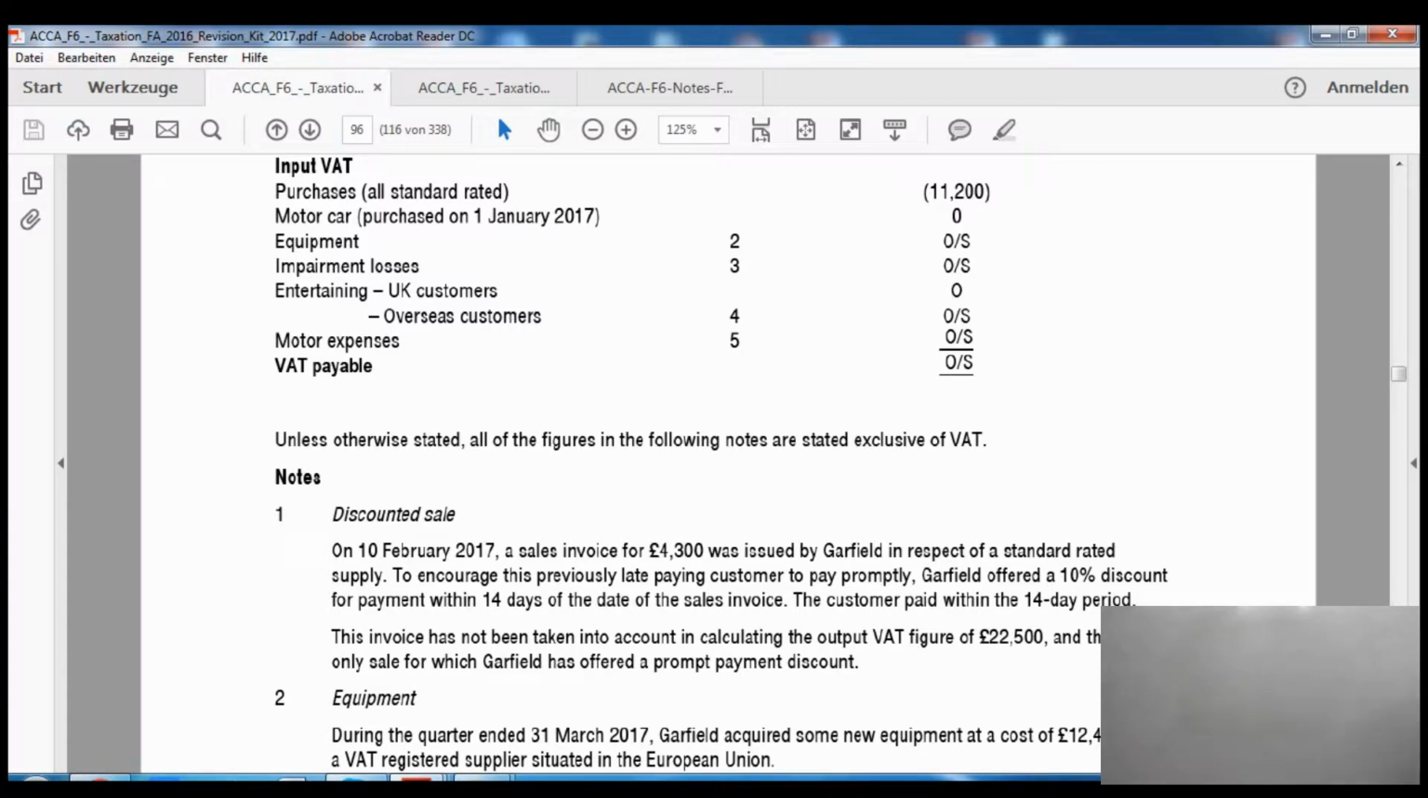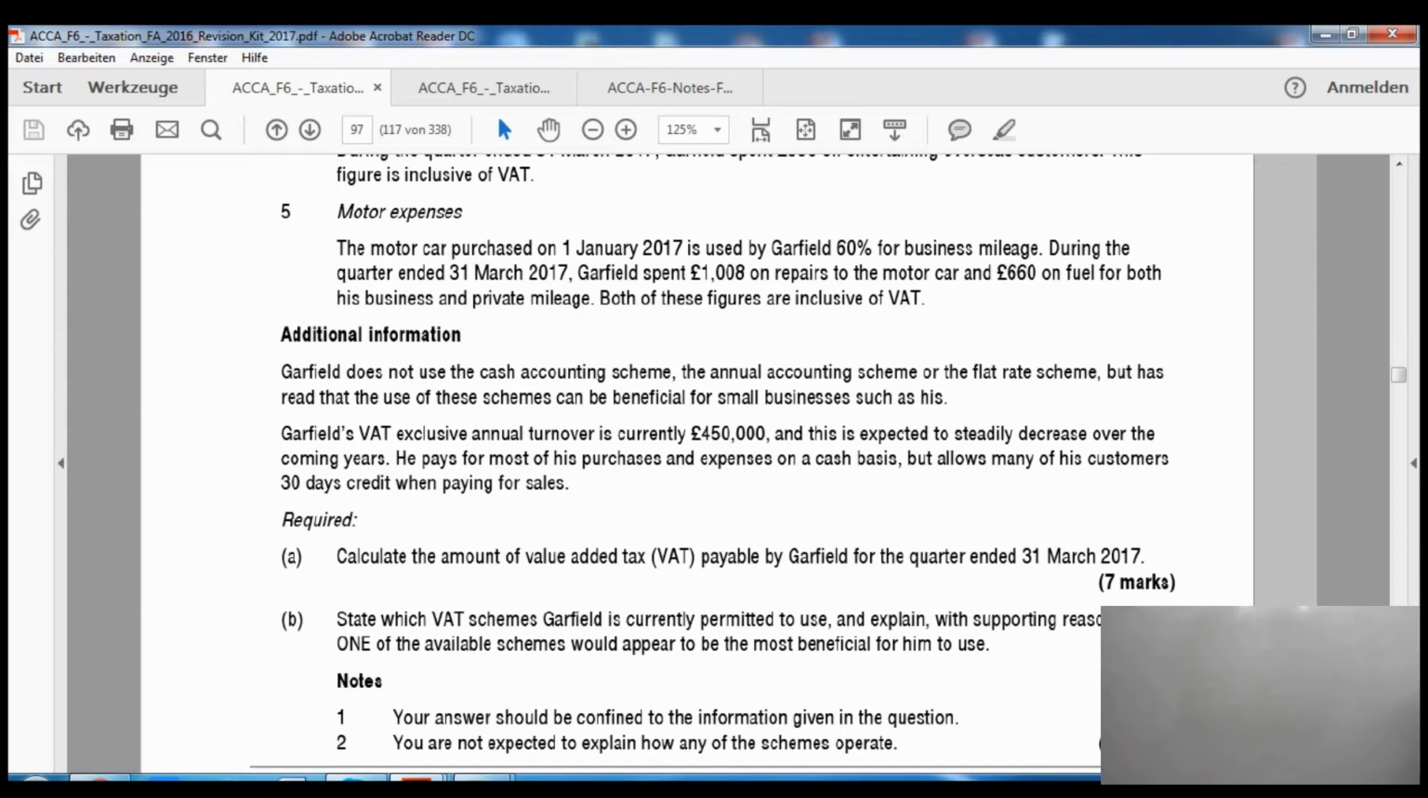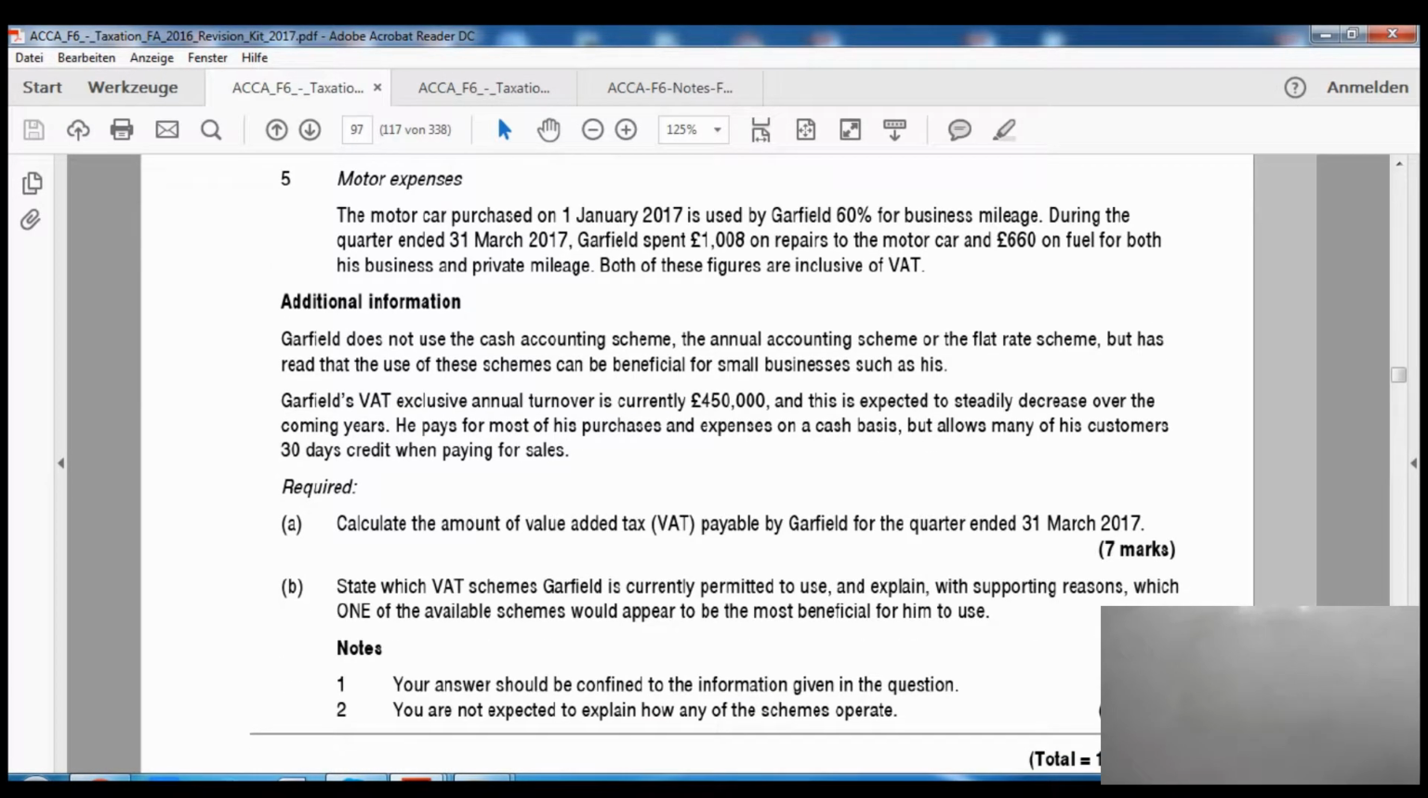Likewise, motor expenses, number 5, we'll have to see this one too. Motor car was purchased on 1st of January 2017, is used by Garfield 60% for private and business mileage. So it is business as well as private use. If you have purchase price, you cannot recover value tax on that. But it is not a purchase price. During the quarter, Garfield spent £1,008 on repairs. Now on repairs, the whole amount can be recovered, right? So 1,008 multiplied by 20, that is the amount which can be recovered from HMRC.